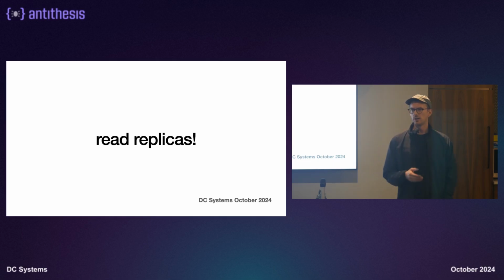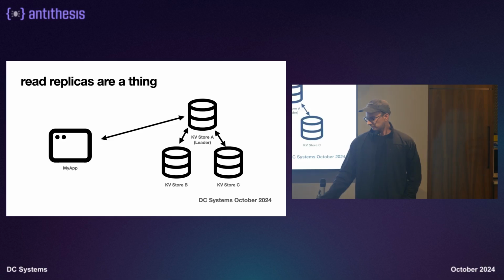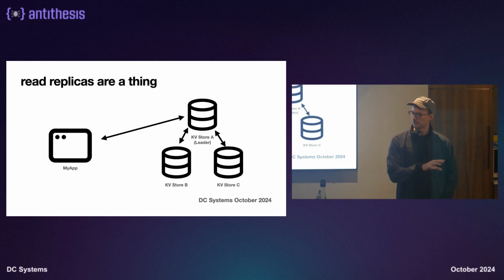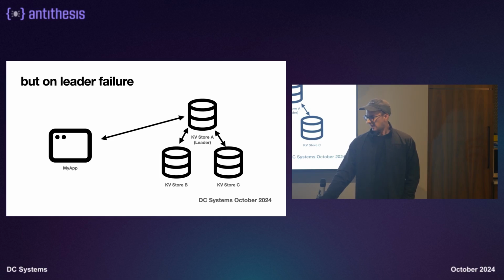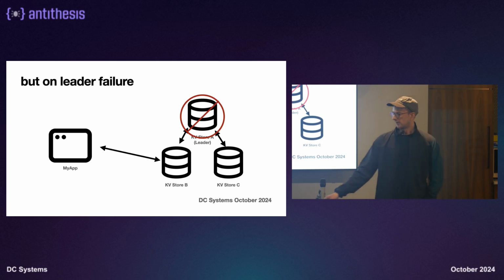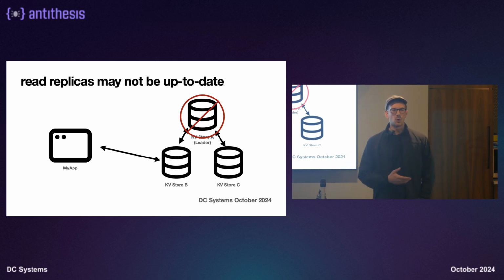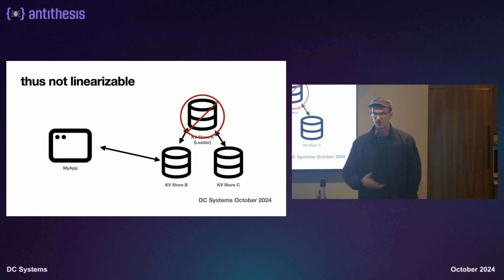One of the most common tools that programmers reach for is read replicas, where you have your application and it will primarily interact with a single leader, and that leader will handle replicating to replicas. This is great and simple, but on the leader failure, if you switch to one of the read replicas, there's no guarantee that what you wrote to the leader is actually on the read replica, or in general, this is how read replicas work. So this system is not linearizable and violates the property of simple squareness.